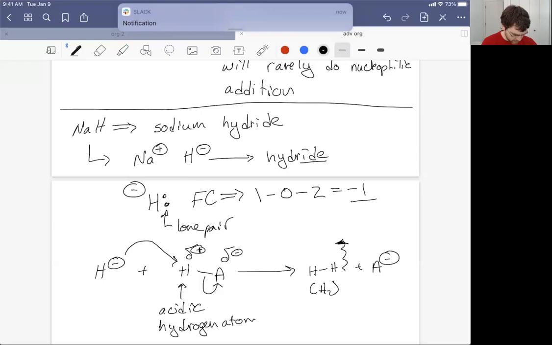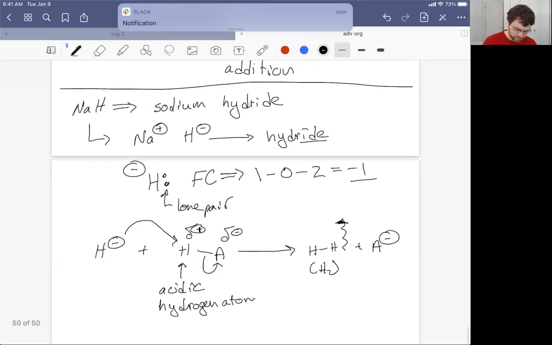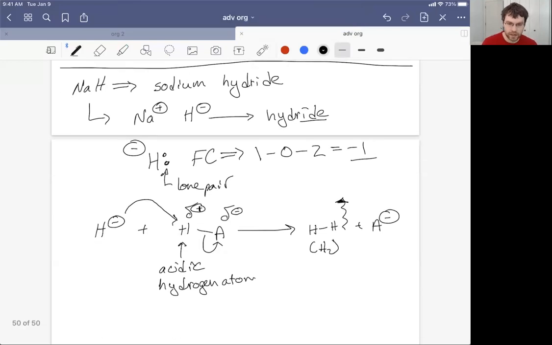But in terms of thermodynamics, what we should recognize is that since it's a gas, this will float away or evaporate away. This leads to irreversible, in a practical sense, irreversible deprotonation.